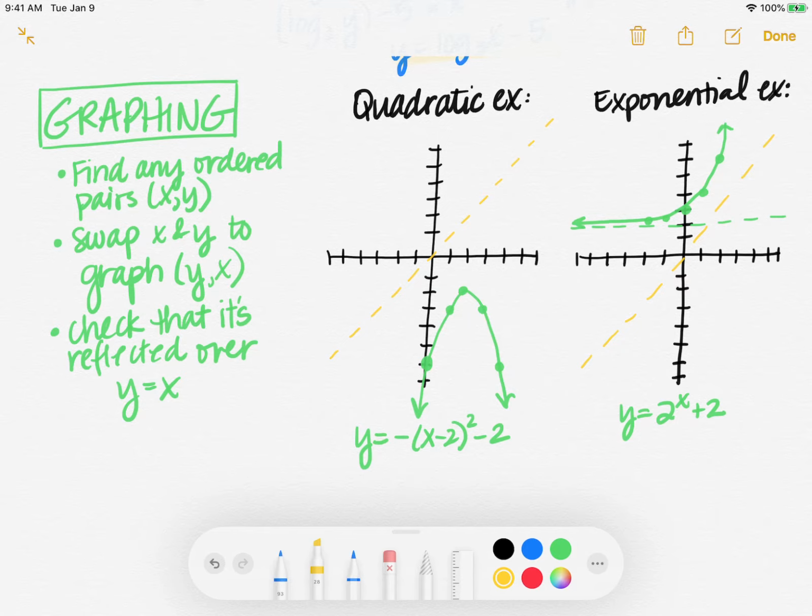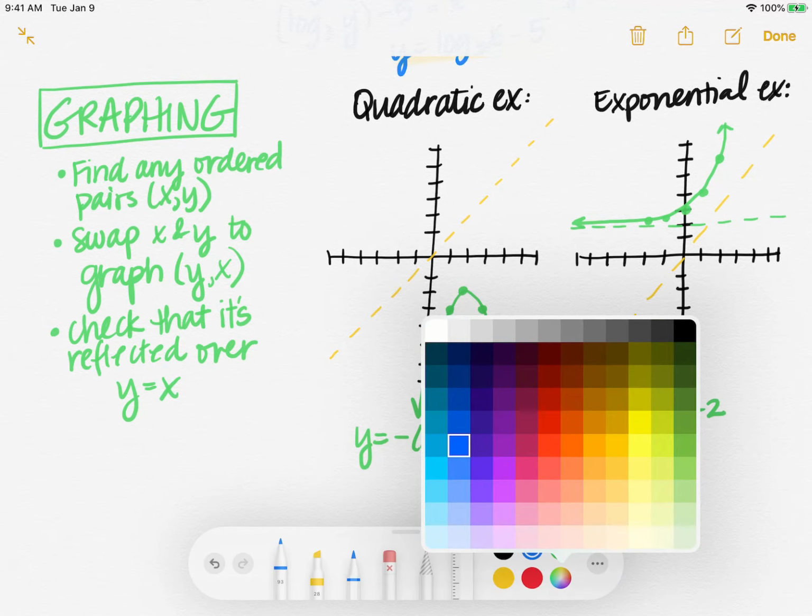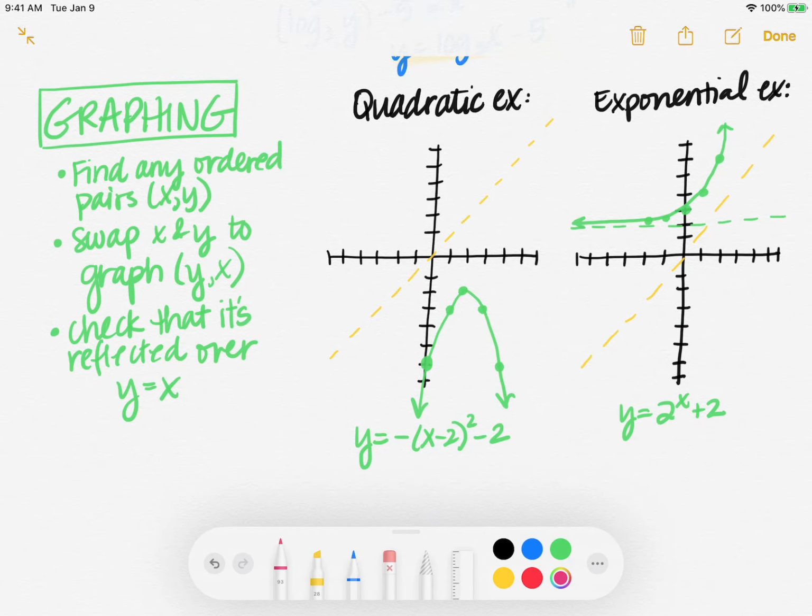So let's go ahead and try this. We're going to start with our quadratic function. This point right here is over 2, down 2. So (2, -2) would then become back 2, up 2, which is (-2, 2). Remember, we switch the x and y. And already that is looking like a mirrored point. That looks direct over the line y equals x.